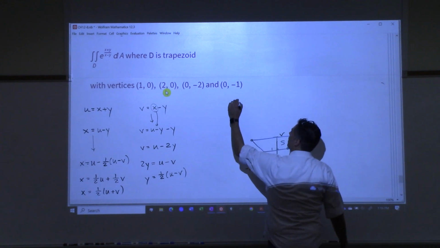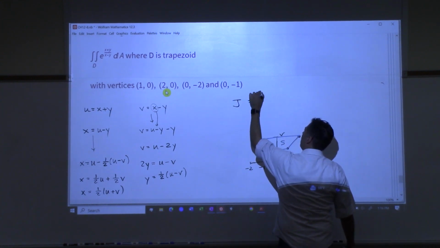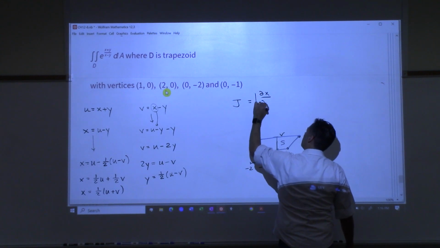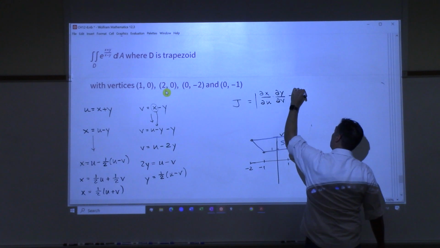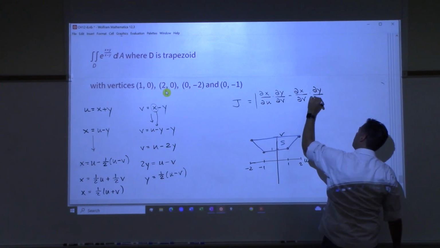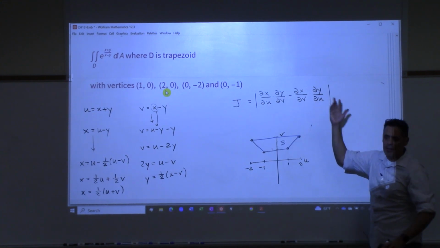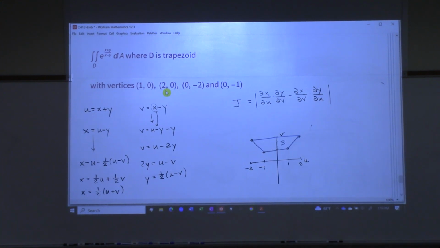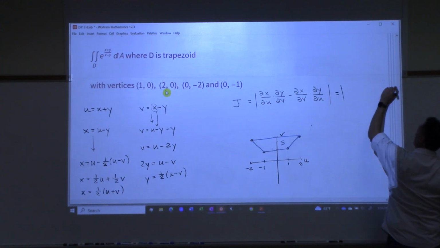So for my Jacobian, I'm going to need the absolute value of, I'll put the formula here, partial of x with respect to u times partial y with respect to v minus partial x with respect to v times partial y with respect to u. I think I changed the order. I think in the formula these are the other way around, but it's multiplication, so it doesn't matter. So let's take these partials and let's take the absolute value.